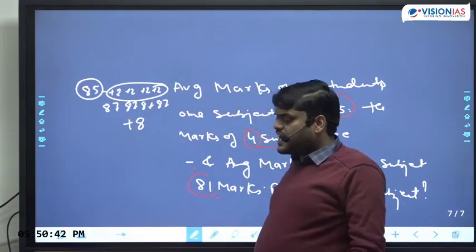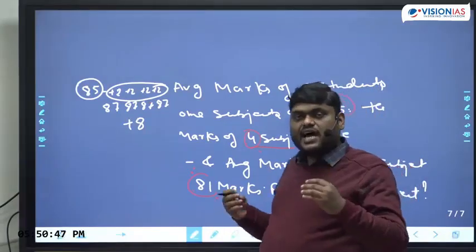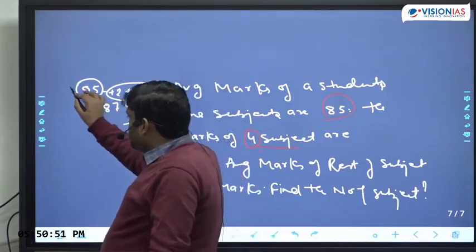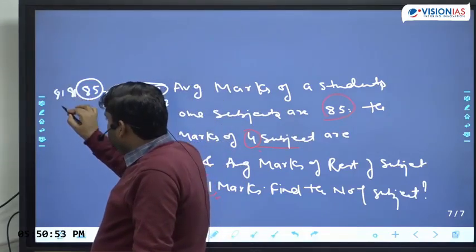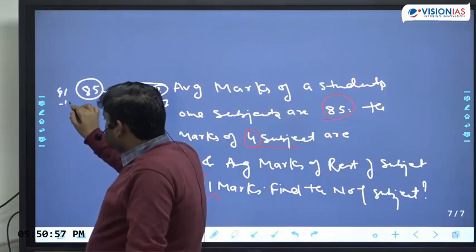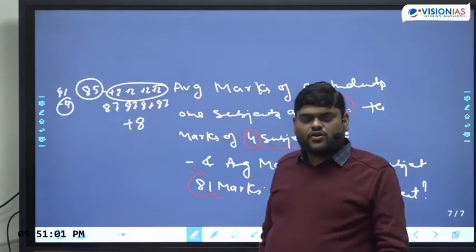Total 4 subjects have plus 8 extra. And now in the question it is given that some subjects have average marks 81. So whatever subjects have marks 81, that means each subject has minus 4 deficiency.